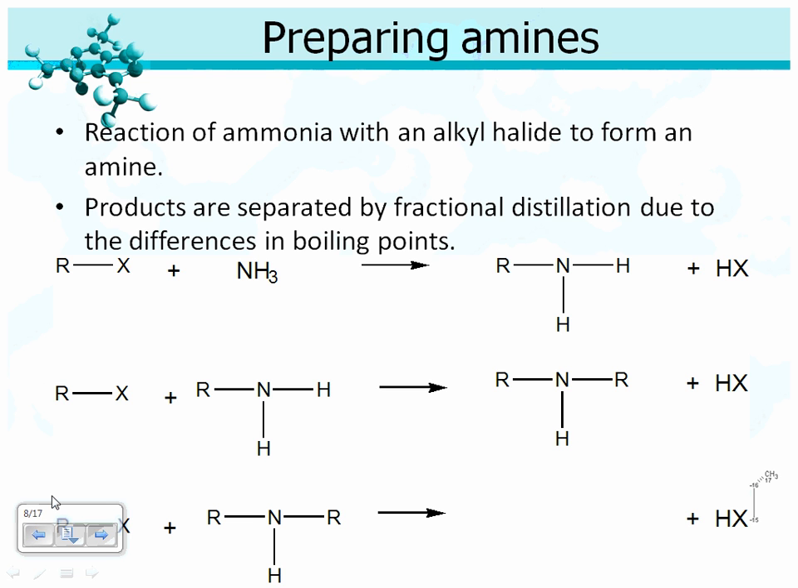All right, the preparation of amines. Here are some reactions. If we react ammonia with an alkyl halide, we make an amine. The products can be separated in the end by fractional distillation due to the differences in boiling points. So let's look at what happens in each one of these circumstances.